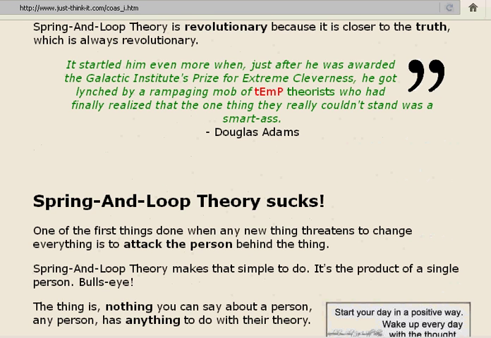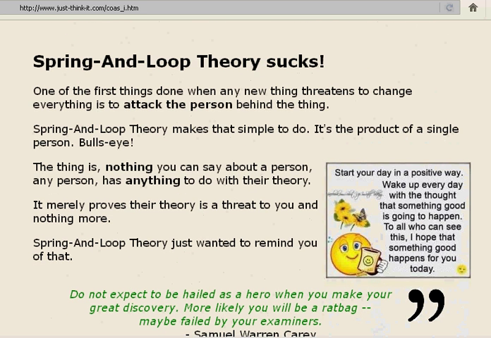Spring and loop theory sucks. One of the first things done when any new thing threatens to change everything is to attack the person behind the thing. Spring and loop theory makes that simple to do. It's the product of a single person. Bullseye. The thing is, nothing you can say about a person, any person, has anything to do with their theory. It merely proves their theory is a threat to you and nothing more. Spring and loop theory just wanted to remind you of that.